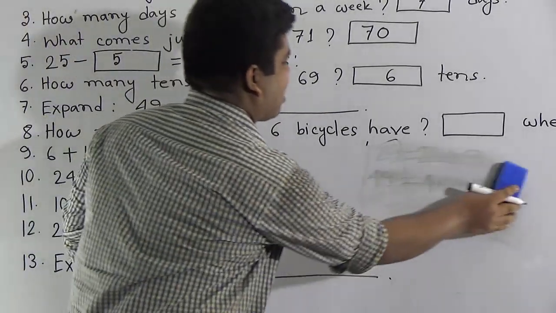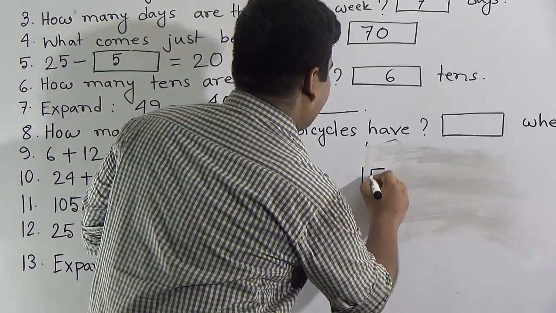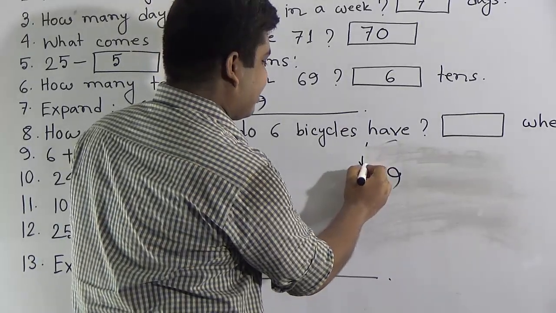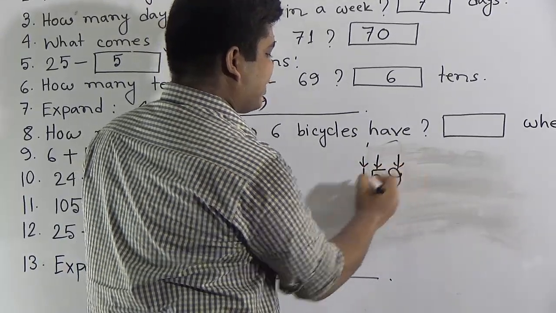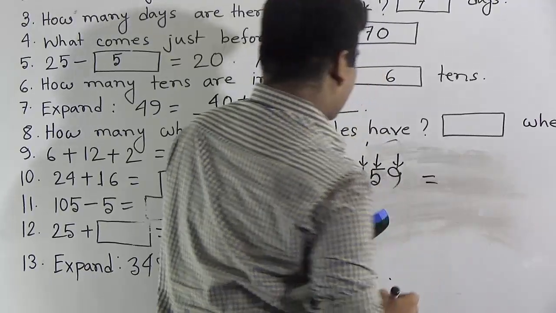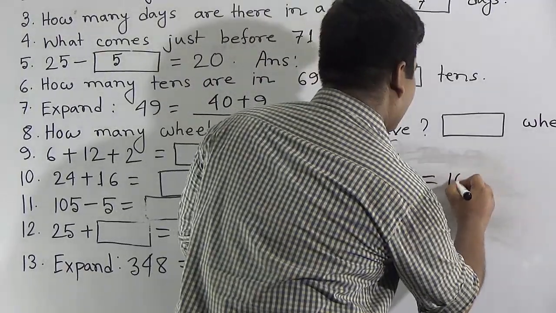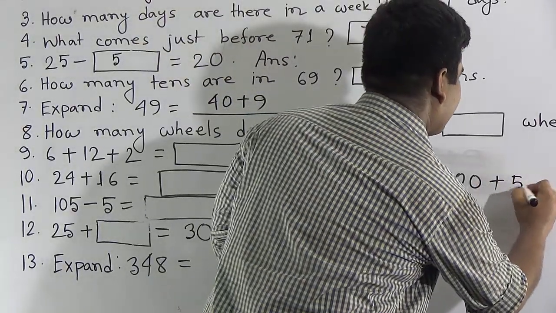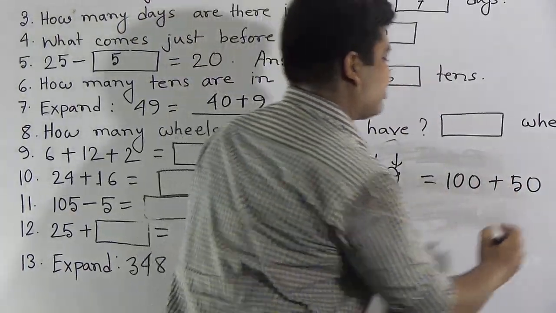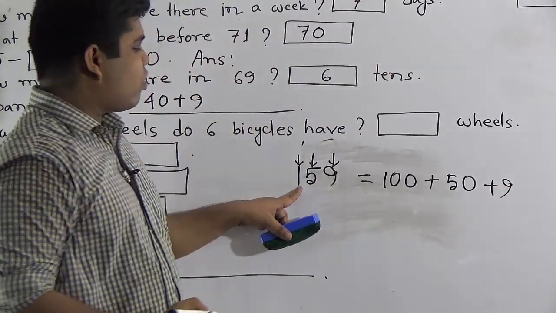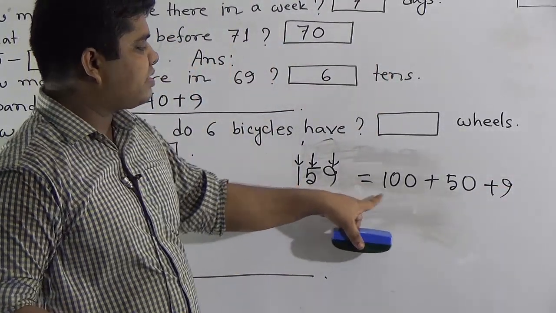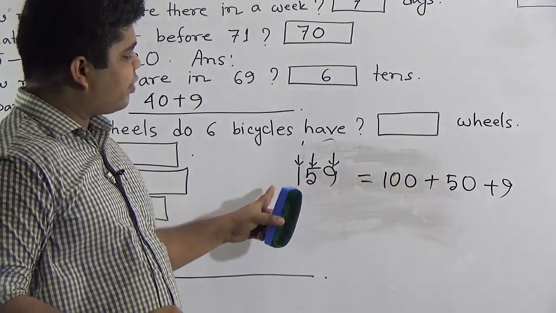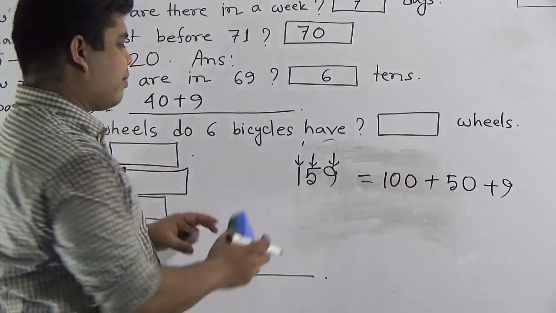Suppose I give you an example, 159. How can you write this? This is the hundreds place, this is the tens place, this is the ones place. So we write 100 first. Then we write 5 tens, that means 50. Then we write 9, 9 ones means 9. So 159's expanded form is 100 plus 50 plus 9. I hope you understand how to expand this 3-digit number.